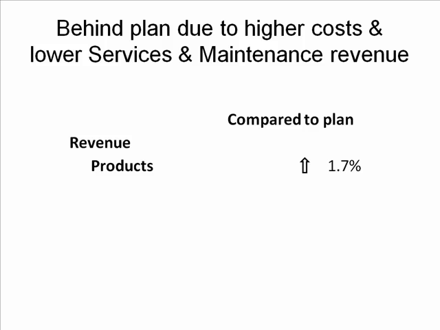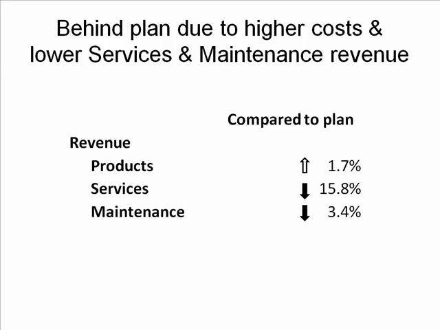So compared to our plan in our first quarter, our product revenue was up by almost 2%, which is a good story. Unfortunately, the rest of the revenue areas, not such a good story. So if we take a look at services, down almost 16%. That is a big hit to take in the first quarter compared to plan. And our maintenance was down by 3.4%. So you can see that even though products was a good news story, the rest of it dragged down the results fairly significantly. So we need to place a focus in the next quarter on the services and maintenance areas and try and bring them back up towards plan.